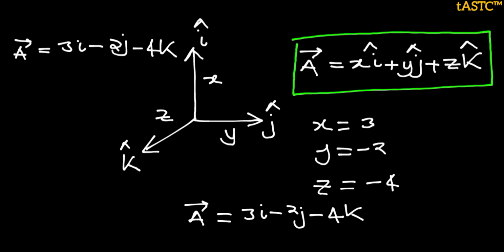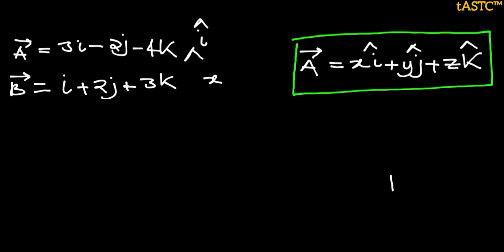Now let us say you got another vector b. And let's say this is i plus 2j plus 3k. So these are typically two types of vectors that I could actually represent or write out from the basic form.